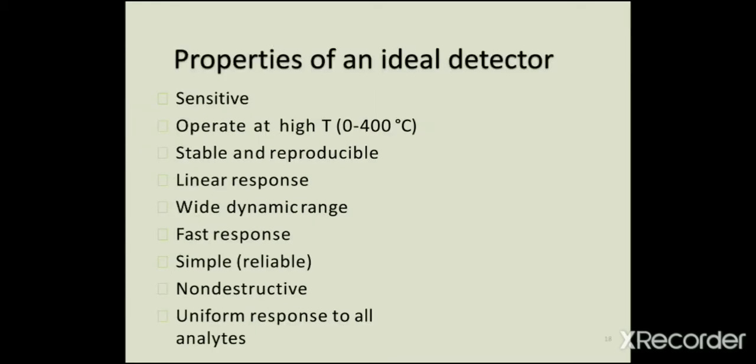The next are the properties of an ideal detector. So various detectors we can use in gas chromatography depending on the sample which we are using. But the properties of an ideal detector are: it should be sensitive, then it should operate at high temperature. Because we are using high temperature at the column or at that particular oven, it should operate at high temperature. Then it should be stable and reproducible.